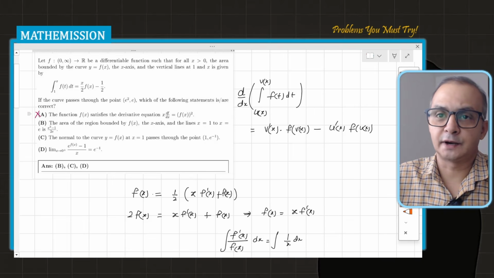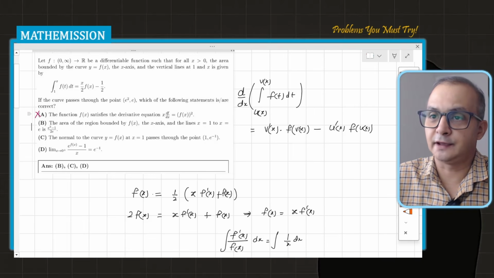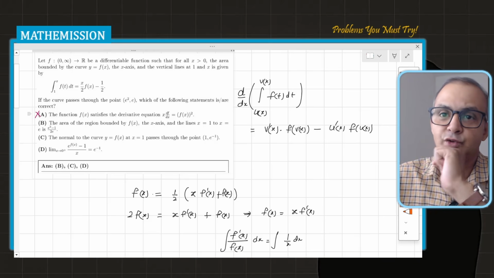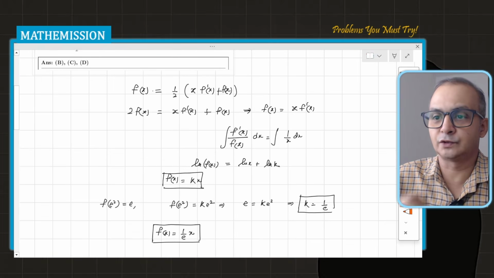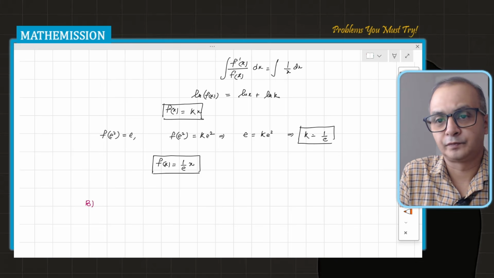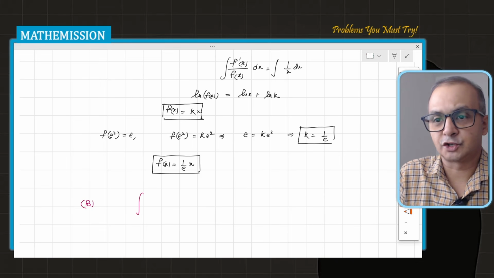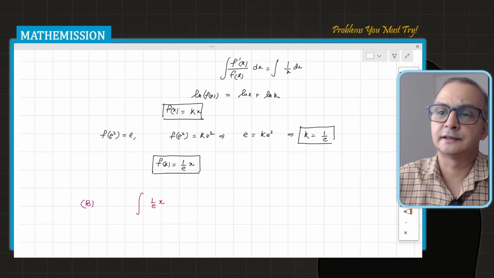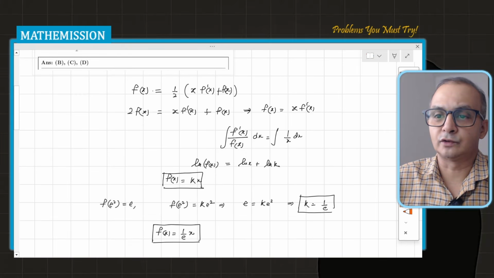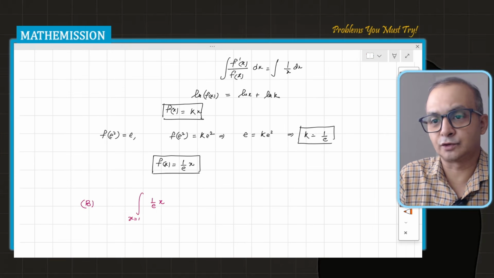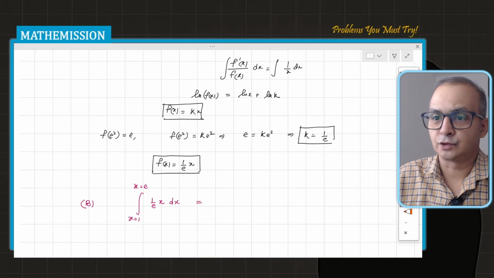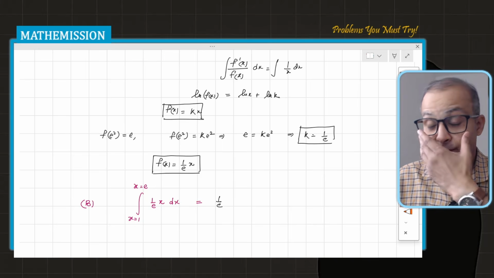Now we go for the second part: the area of the region bounded by f(x), the x-axis, the line x = 1 and x = e is (e² − 1)/2e. So we have this function, 1/e x, and the lines they have given are x = 1 to x = e. It means I have the integral from x = 1 to x = e of (1/e)x dx, and so we will integrate it.